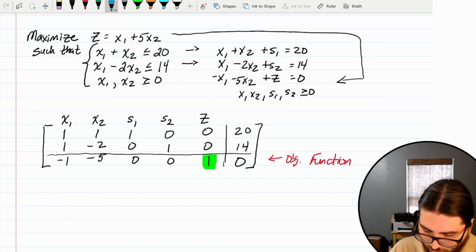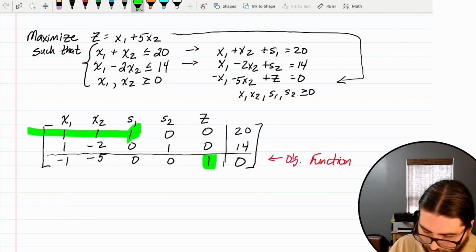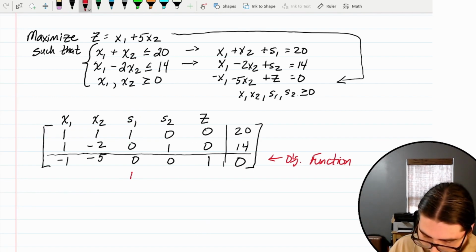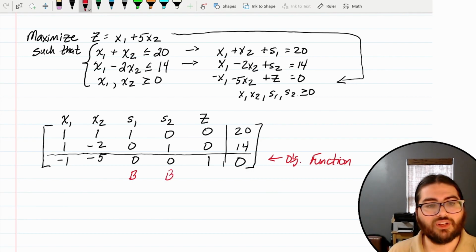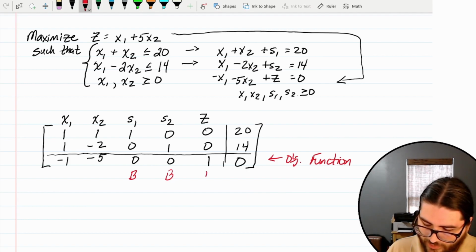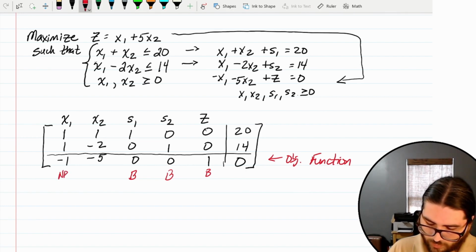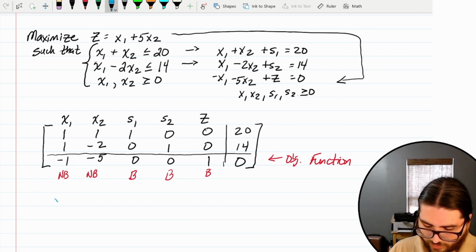Remember, to read the feasible solutions, for every row, I look for the special one, and then I go up to the variable. So S1 is a feasible or a basic variable. S2 is a basic variable because it has a special one. Z is a basic variable. It always will be a basic variable. X1 and X2 are non-basics. So to read this solution, X1 is 0, X2 is 0, S1 is 20, follow that to the end.